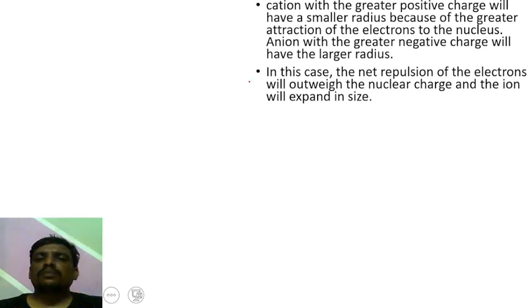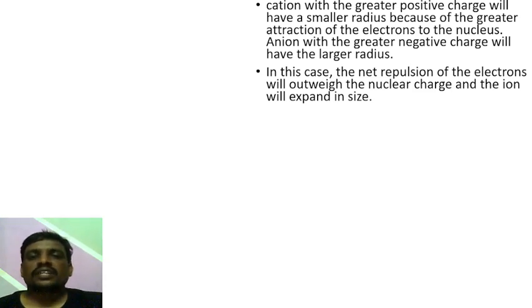A cation with greater positive charge will have a smaller radius because of the greater attraction of the electrons to the nucleus. An anion with greater negative charge will have a larger radius. In this case, the net repulsion of the electrons will outweigh the nuclear charge and the ion will expand in size.